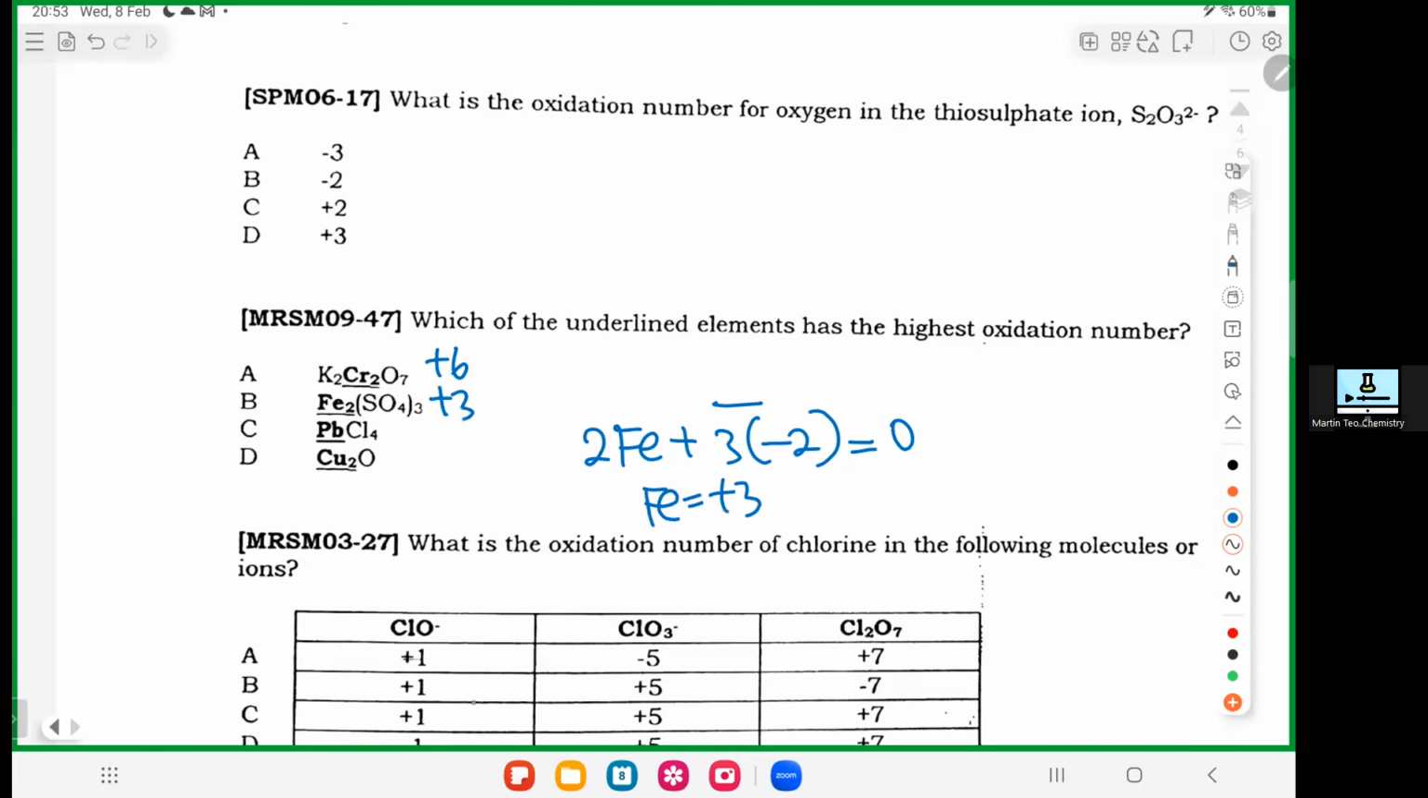Allow me to ask all of you a question. Are you guys okay with how I do the SO4, the whole thing, which is 2 minus? Are you okay with this?